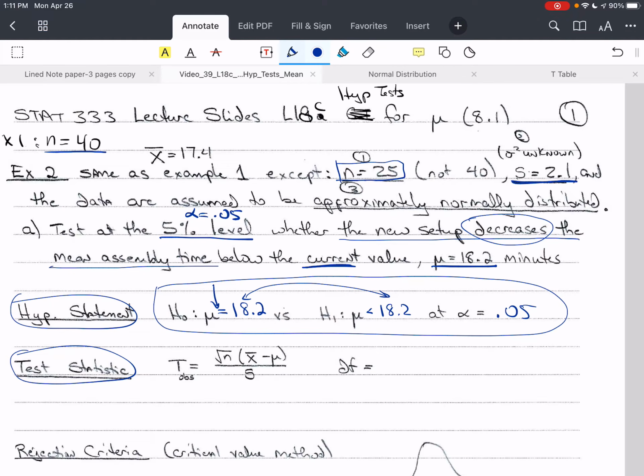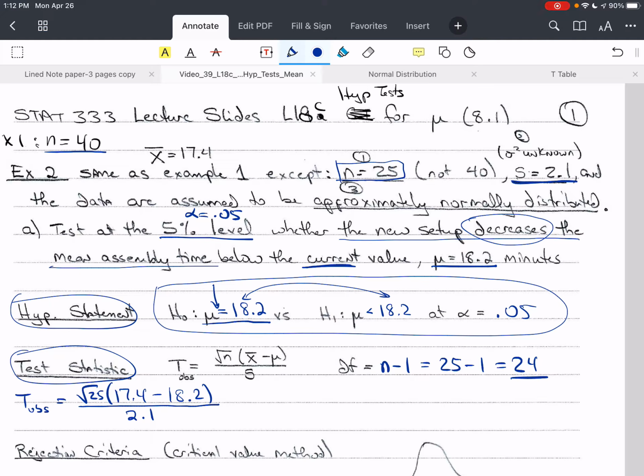All right. So our test statistic is going to be exactly the same, except we have S instead of sigma here in the denominator. Now, because we have T, we have to do a degrees of freedom. That's n minus 1. That's going to be 25 minus 1, or 24. And we're going to plug into T observed with the values. That's going to be the square root of 25, because n is 25. X bar is still 17.4. And mu is 18.2. That comes from right here in our null hypothesis. And then we're dividing by S, which we said was 2.1.